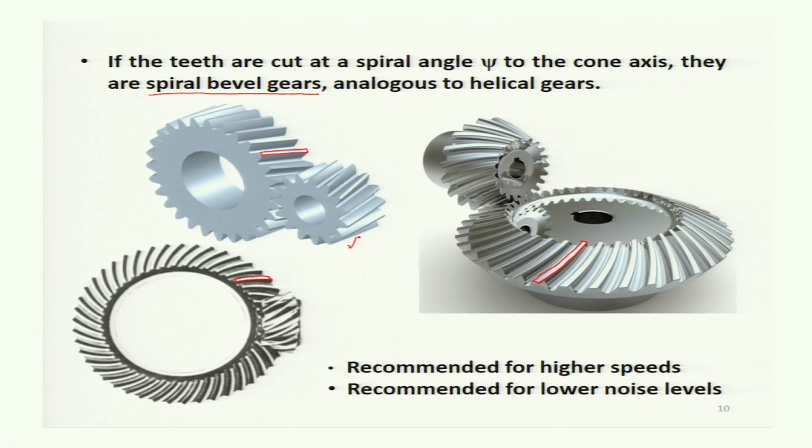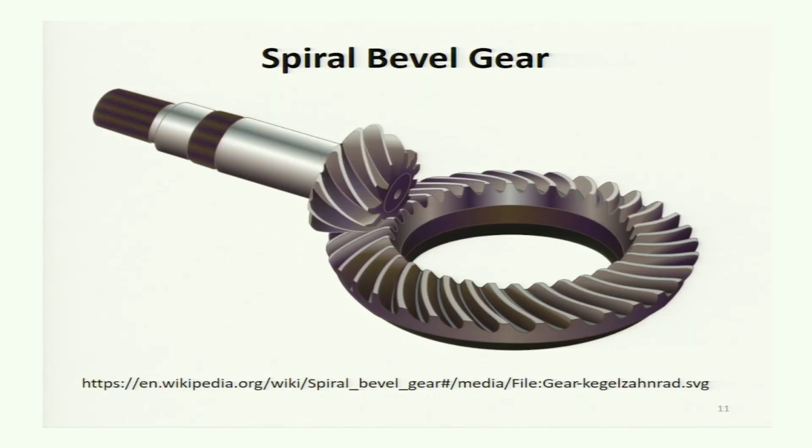Now, similar to the helical gear, these gears are recommended for higher speeds and for lower noise level, because there will again be gradual engagement and disengagement. This figure again shows you a spiral bevel gear. It is clearly visible that the teeth are curved like this. This is the top land of the teeth. In the case of the pinion also, you may see the way the teeth are curved.